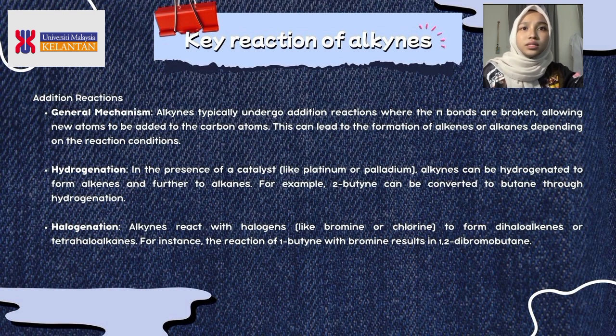Thirdly, halogenation. Alkynes react with halogens like bromine and chlorine to form dihaloalkenes or tetrahaloalkanes. For instance, the reaction of 1-butyne with bromine results in 1,2-dibromobutene.